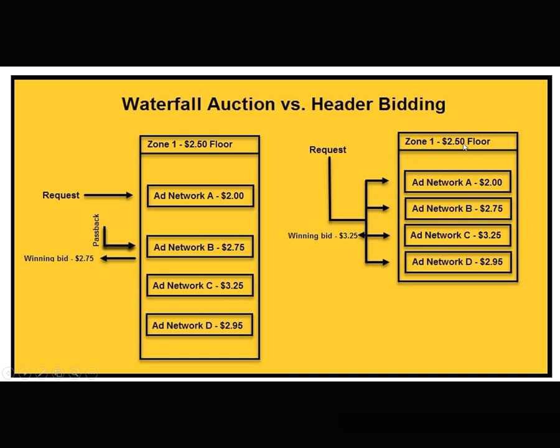However, in header bidding, the ad network bidding the highest wins. In this case, ad network C is the highest at $3.25, B is 2.75, A is 2.00, and D is 2.95. So ad network C wins, as simple as that. The person bidding the highest wins the right to run the ad, and then it goes on. And we'll go to the next part.